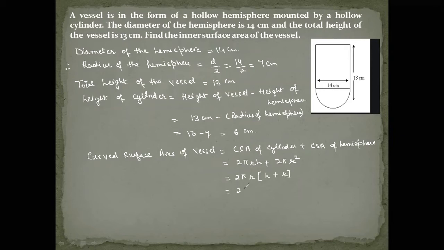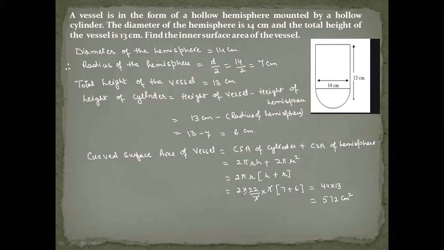So just substitute these values. So we can put here 2 into 22 by 7. Here radius is here 7, and inside it will be 7 plus 6. So here we can cancel out this 7. So 44 into 13. So if we multiply this 44 into 13, we are having 572 centimeter square. That's it. So we have found the surface area of this given vessel.